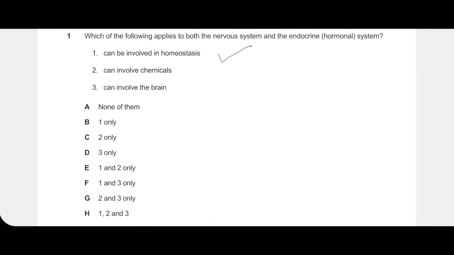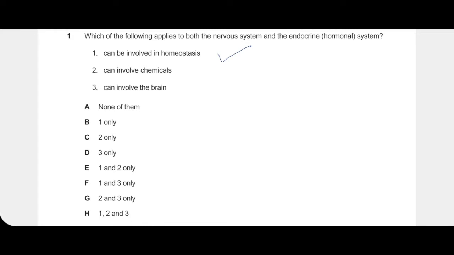That is correct. People usually associate the hormonal system with homeostasis, when actually the hormonal system as well as the nervous system can be involved in homeostasis. For example, shivering is a nervous response and is an important part of homeostasis.